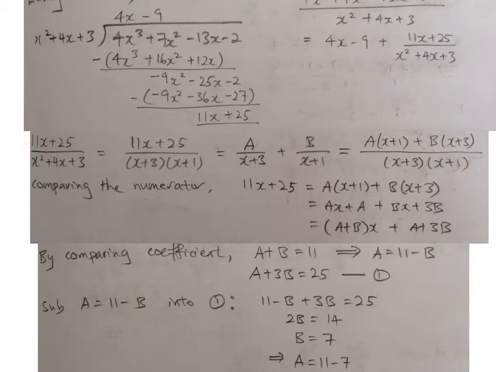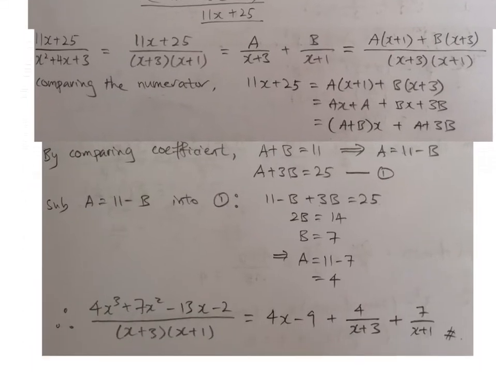The next step I have to do is to compare the numerator, 11x plus 25, with this over here. So I write it down here, and I expand it out, and group them together, the x term and the constant term. The next step is to compare the coefficients. A plus B is equal to 11. A plus 3B is equal to 25. So I have my two equations over here, and I have to solve them simultaneously.